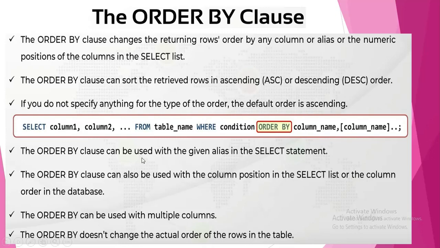The order by clause can be used with the given alias in the select statement. It can also be used with the column position in the select list or the column order in the database. The order by can be used with multiple columns. The order by doesn't change the actual order of the rows in the table. These are some key points about the order by clause.